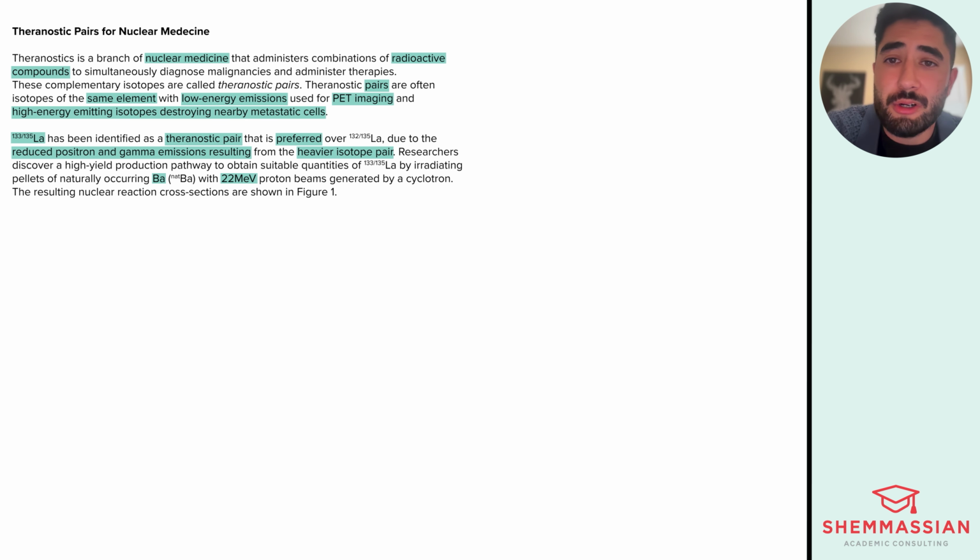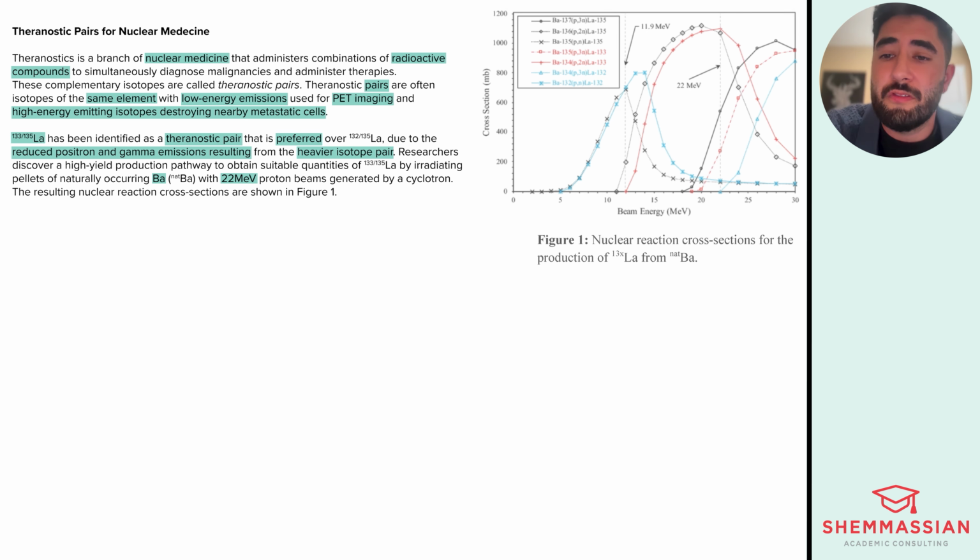And then we have a number like 22 MeV, which could be involved in an equation, or it could be involved with a question, or some value that's in the figure. It's just a very specific number, and we always want to be collecting numbers if it seems pertinent. So that's paragraph 2. Now let's look at figure 1.